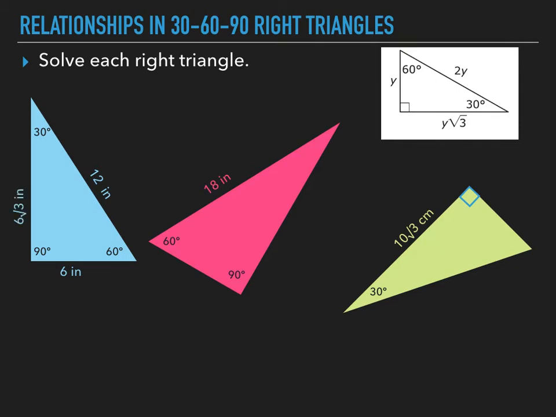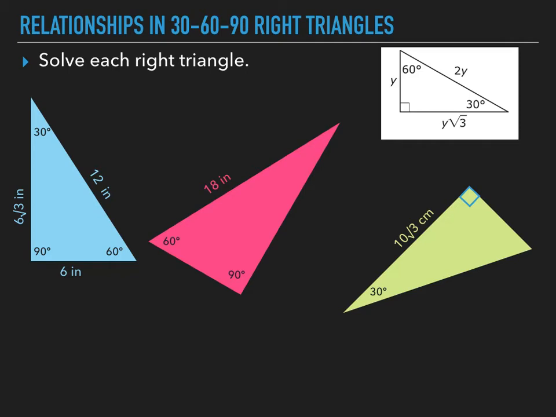So we've just solved this 30, 60, 90 right triangle. All I was given was one side length. I did not apply the Pythagorean theorem. I simply applied the information from the diagram, from the graphic, onto the right triangle. Let's look at the next example, which is in pink.